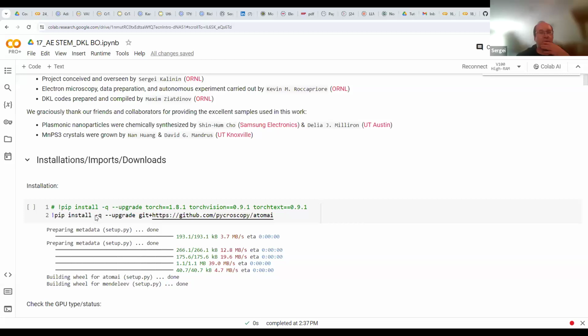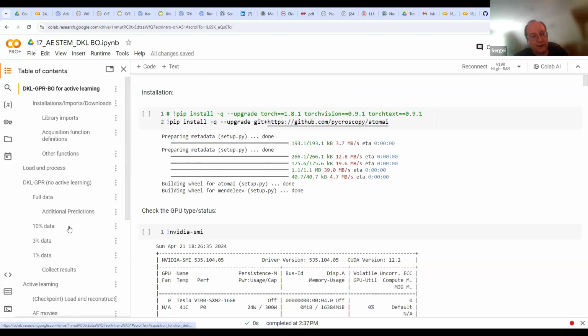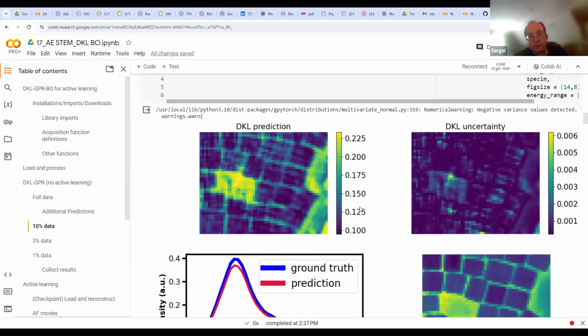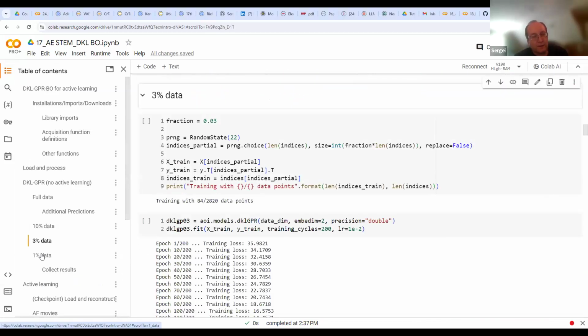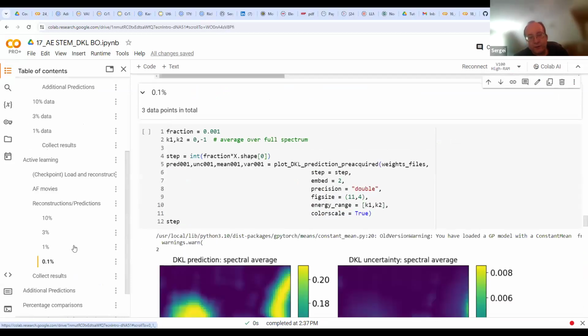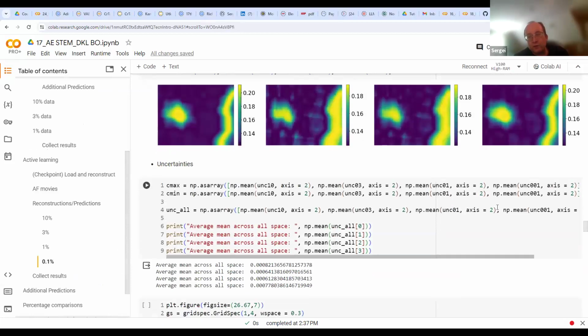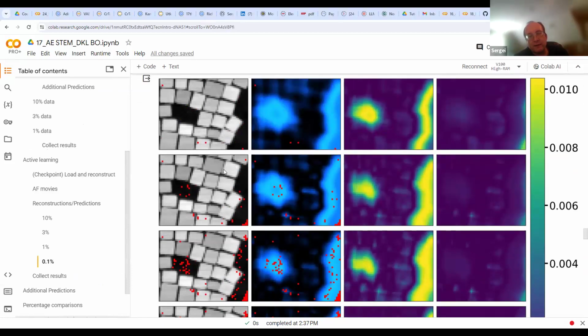So let me show you one more notebook. We are not going to go through it in detail, but just to make sure that you have access to it and you can play with this. This is a much bigger version of this notebook, which provides many more scenarios about how the reconstruction will look like if we start from 10% locations and so on and so forth. So 10%, 3%, 1%, and the active learning.